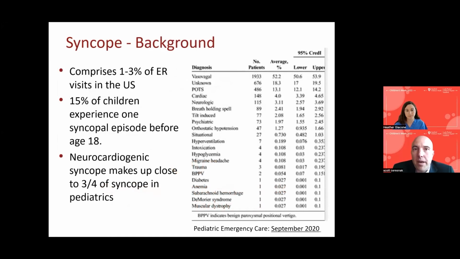So let's talk a little bit about syncope and syncope in pediatric patients. Syncope is a common problem in children. It is one of the more common reasons for an emergency room visit. Pediatric syncope comprises about 1 to 3% of all ER visits in the United States. And I think this statistic is particularly striking: about 15% of kids will have one syncopal event by the time they've reached adulthood. So by the time they're 18, about 15% of kids will have one syncopal event.